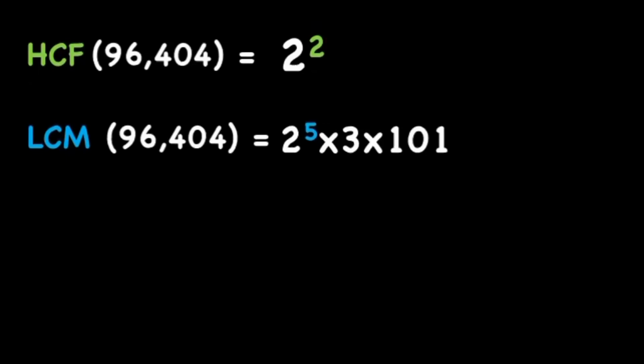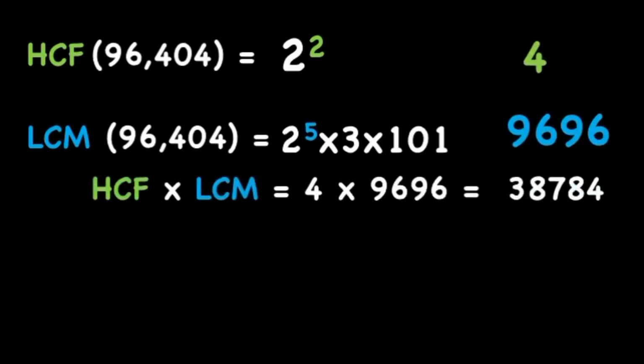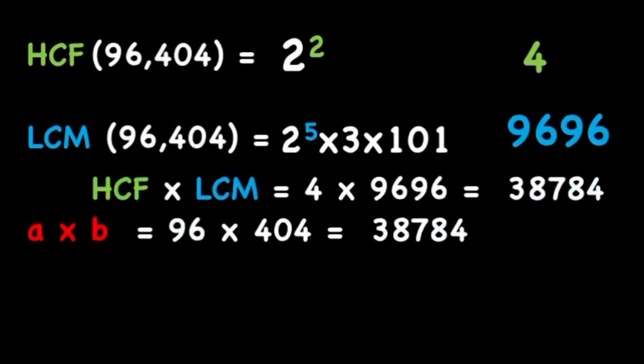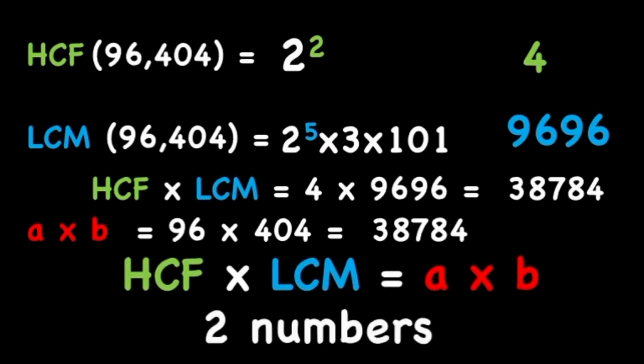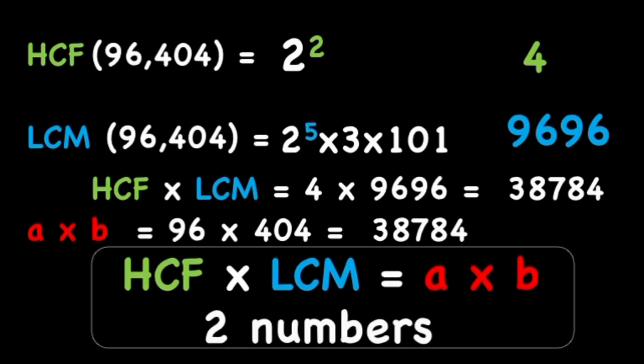Now we have HCF and LCM. If we multiply HCF with LCM, we have 4 into 9696 as 38784. And if we multiply the two numbers 96 into 404, we get the same answer, 38784. That is, HCF into LCM is equal to the product of two numbers, that is A into B. This is only applicable for two numbers, not applicable for three numbers.